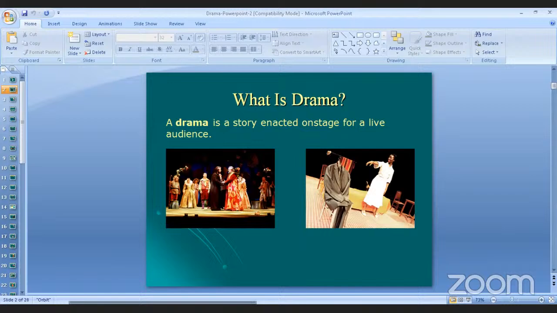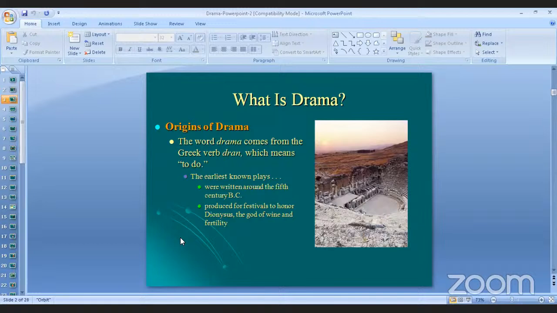So when you look at the drama, you know what it exactly means. It's a story which is enacted on stage for a live audience. And as I already told you, this is a word which comes from the Greek verb dran, which means to do. And I think we've already discussed the earliest known plays, which were written around the 5th century BC.